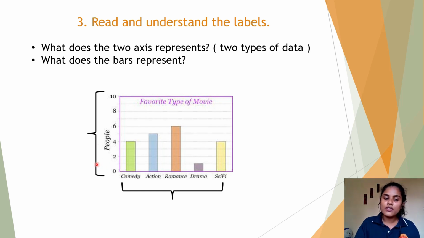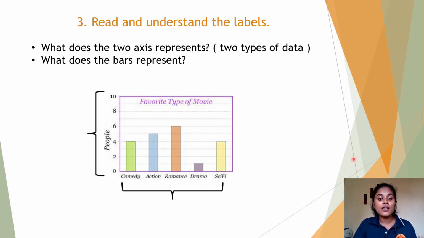That's what the y-axis represents, which is there to support the title mentioning favorite type of movie. How have they found the favorite type? Through showing the y-axis as the number of people who are interested in that particular type of movie. So likewise, we should understand these labels. We first read through the labels and understand what these labels represent.